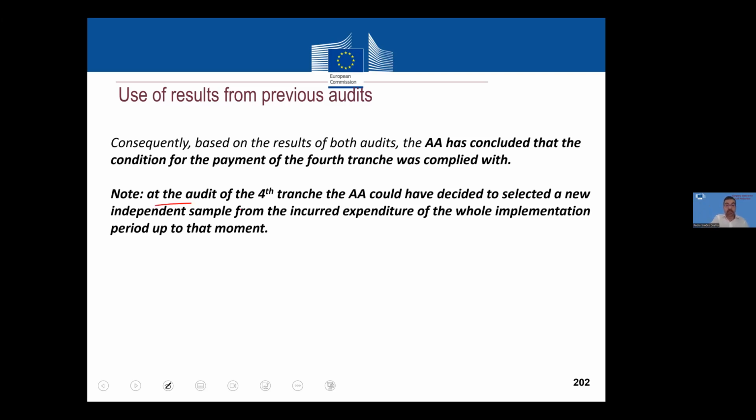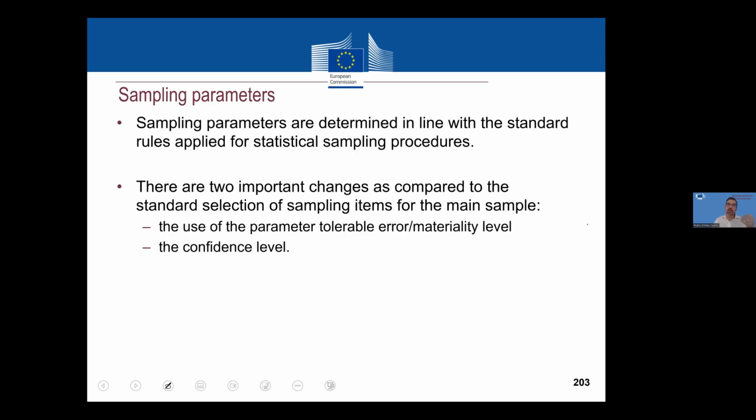Later on, at the audit of the fourth tranche, in this example, the audit authority has decided to audit the additional incurred expenditure in relation to the previous audit, but they could have decided to select a new independent sample from the whole implementation from the beginning of this financial instrument, covering the whole incurred expenditure until that moment, and the conclusion would be based on that sample. So it's completely optional for you. In this example, we just try to exemplify how you can combine the audit of new incurred expenditure with conclusions of the previous audits that have been based on previous incurred expenditure.